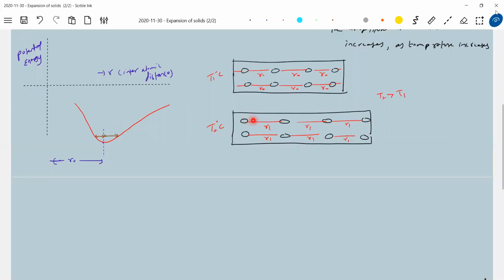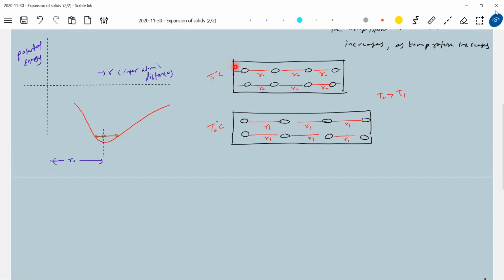Therefore, this particular atom will get shifted, so the mean position will come somewhere here. This will also get shifted. So altogether, the distance between any two atoms will increase. Why will it increase? Because the net displacement of an atom is towards the right.